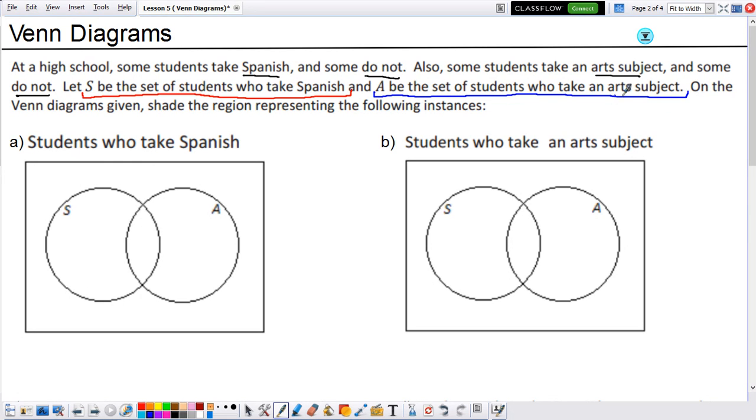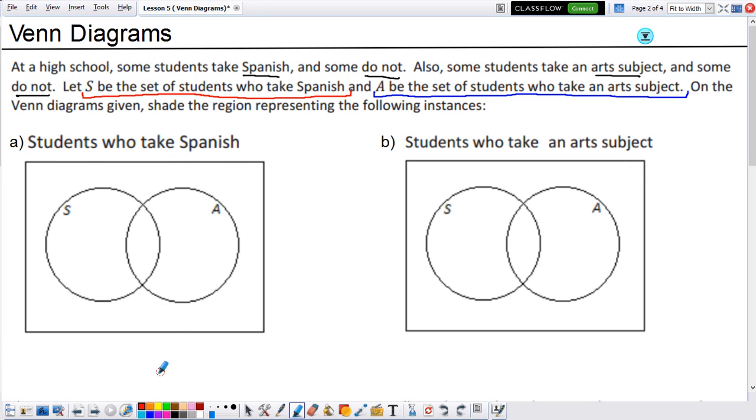Now it says on the following Venn diagram, we will shade the region that represents the following scenarios. So now we know what this diagram represents. Here, this circle represents all the students who will take Spanish for S, and this is the circle for those students who will take A for art. So this is what we have. Now let's understand the first scenario here. All we're going to do is just shade the correct region.